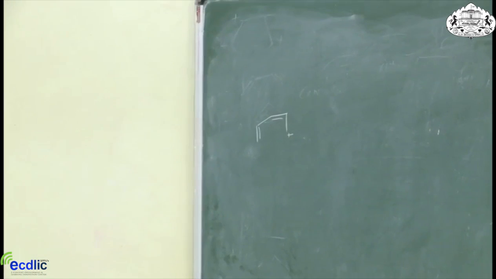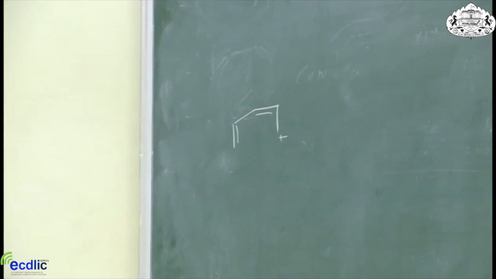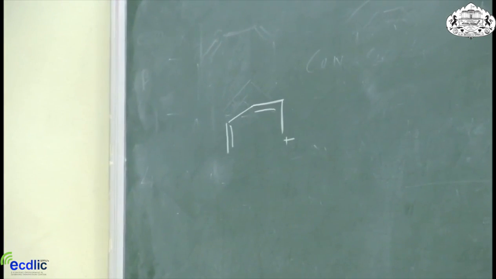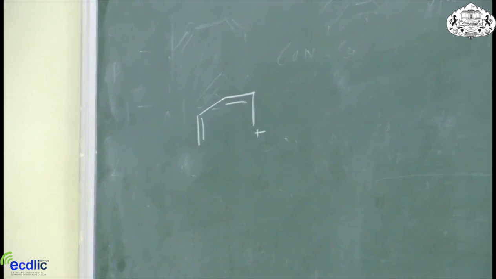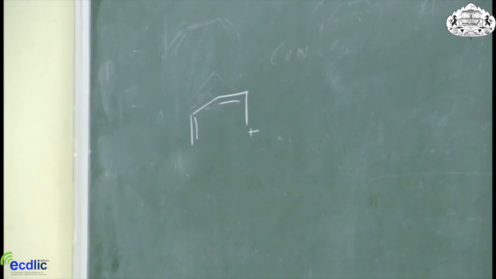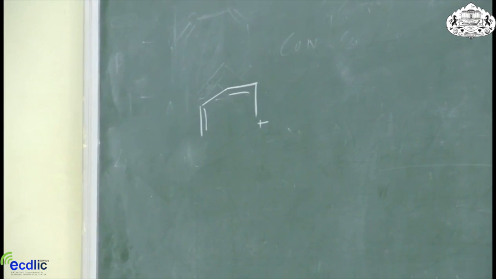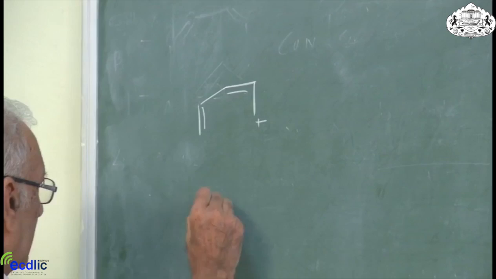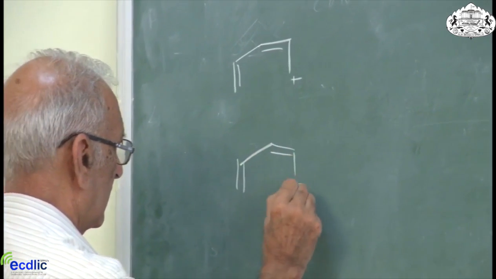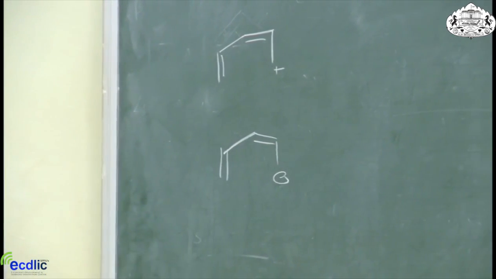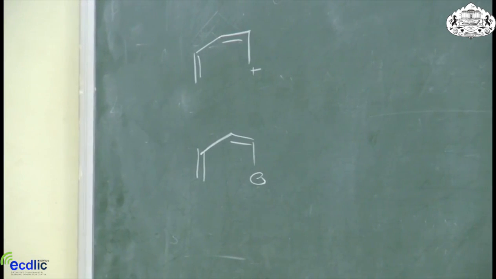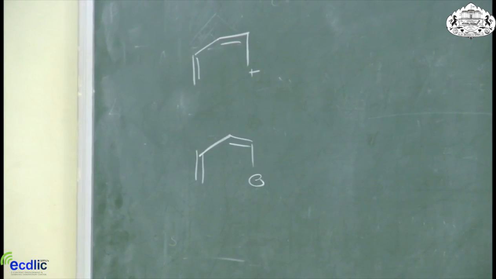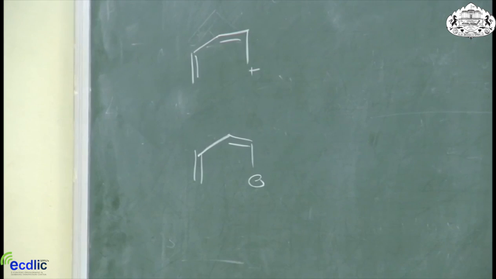This is your pentadienyl cation. How many electrons? 4 electrons. Therefore, what does our rule tell us? Thermal should be conrotatory. Okay. Pentadienyl anion. What does it have? 6 electrons. Therefore, thermal should be disrotatory.